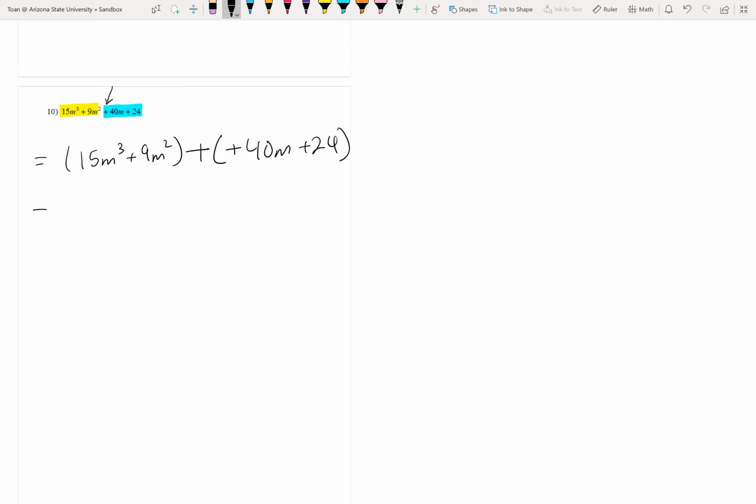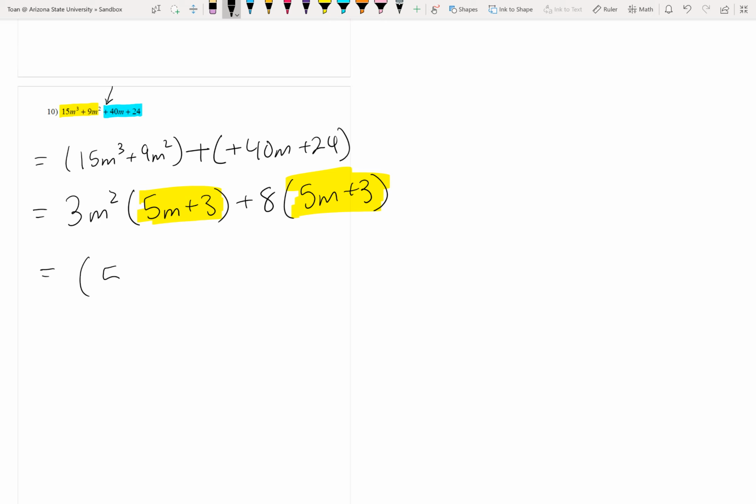Then all you have to do is factor out the greatest common factor. In the first parentheses, I can factor out a 3m squared, leaving me with 5m plus 3. In the second parentheses, we can pull out an 8, and what's left over is a 5m plus 3. Your goal when you're factoring by grouping is to get these parentheses to be the same, in which case they are. If they are the same, you can go ahead and factor them out.